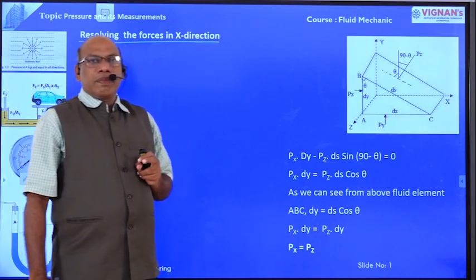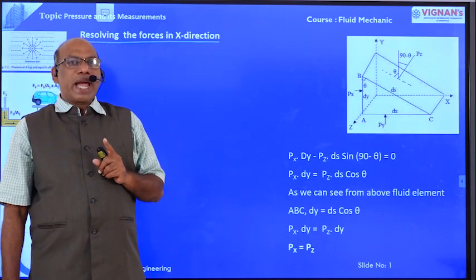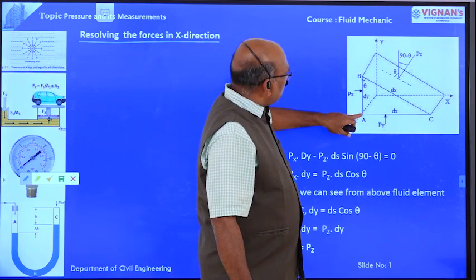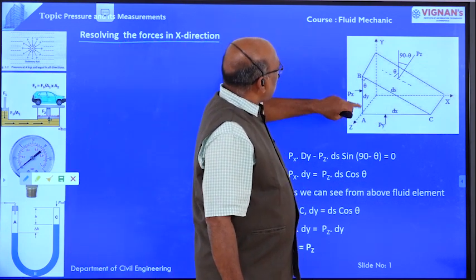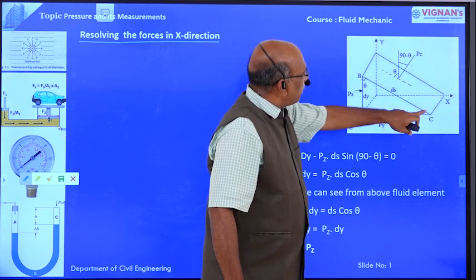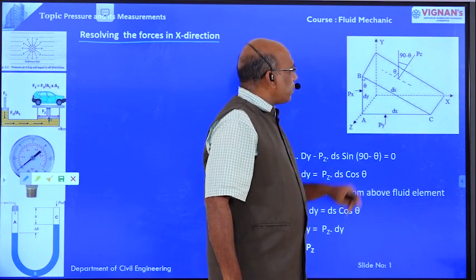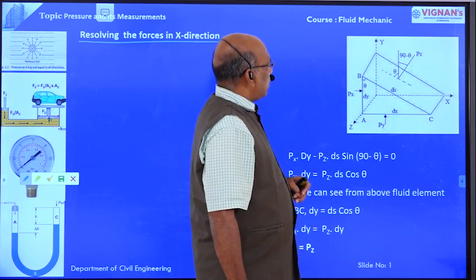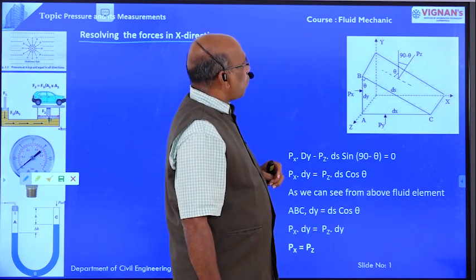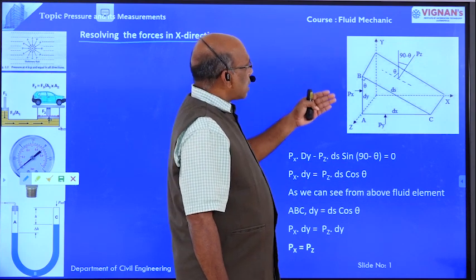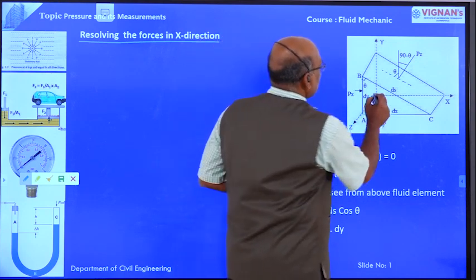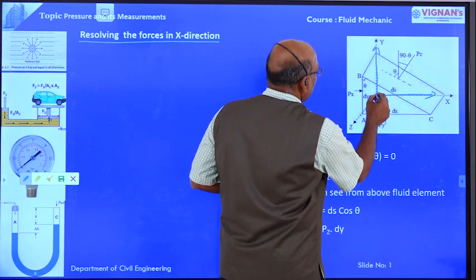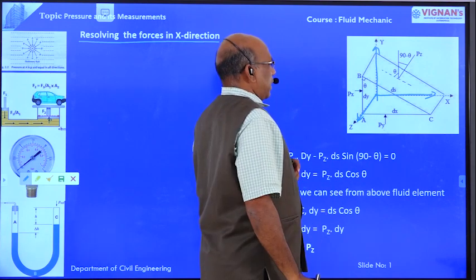Clear? Here we have derived the forces acting on the face AB, the face AC, and also the force acting on face BC. Apart from that, we have already derived the weight of the fluid element. Now we are going to resolve the forces in x direction, in y direction, and also in z direction.